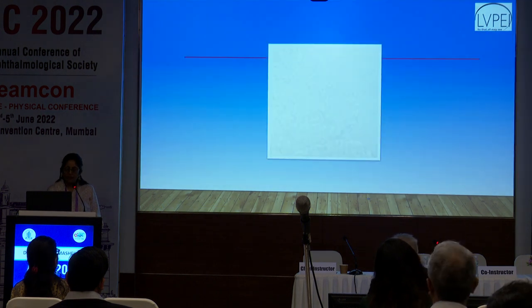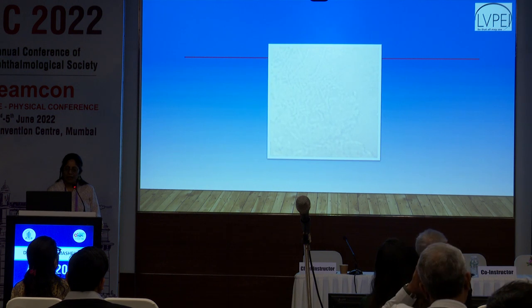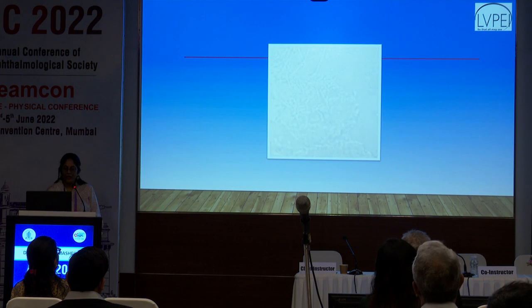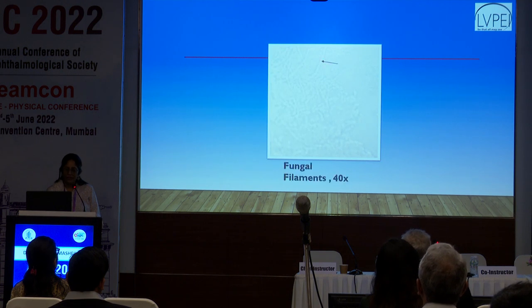So this is what a simple KOH mount would look like. In our secondary centers, the doctors there take the scrapings and look at them under a uniocular microscope. Just put KOH, which will dissolve the cells that are not fungal cells, and you see the fungal filaments very easily. Nowadays, we also add trypan blue to the stain, so it highlights against the blue color.